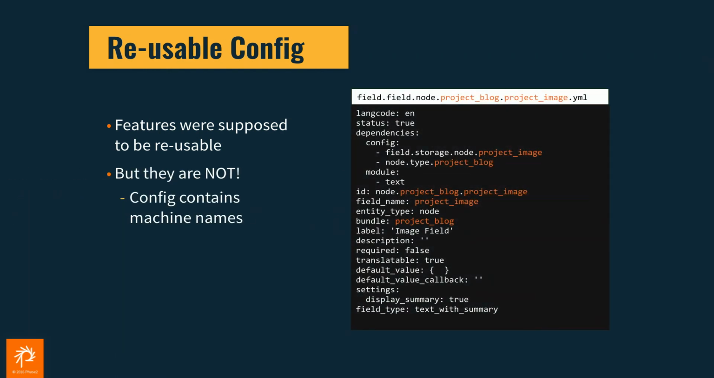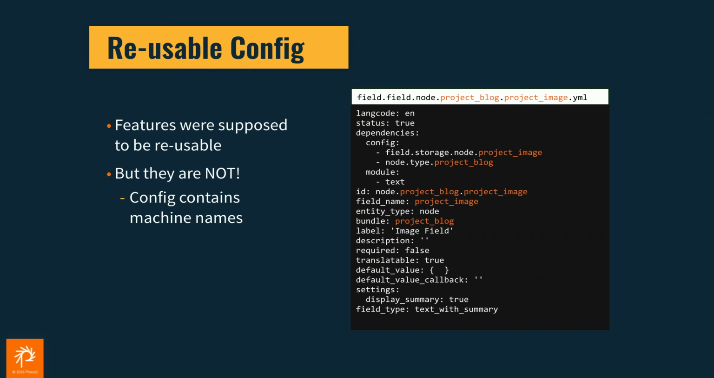Because if you look at configuration, like this is a typical field, in your field's YAML file, you'll see a bunch of project-specific stuff, which is all your machine names. So if you've got project blog and project image and all of your nicely namespaced stuff, it's all kind of hard-coded there in your YAML files. So every site's going to have the same content type, machine names, and field names. And oftentimes you want those to be different.